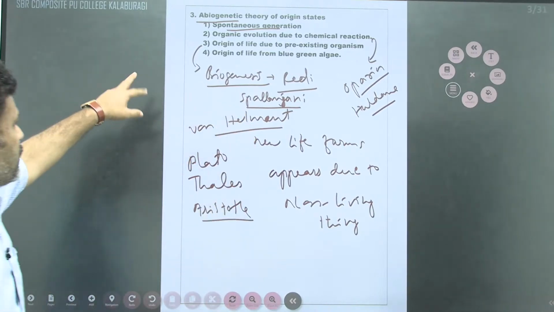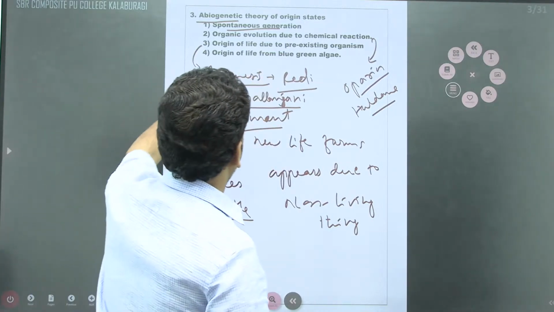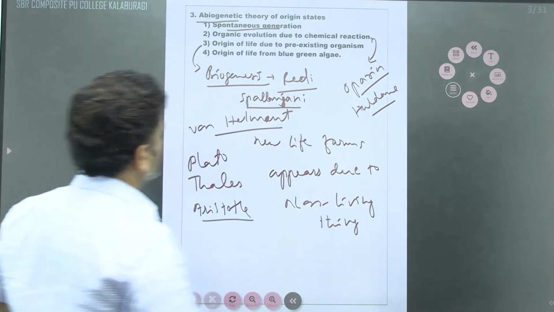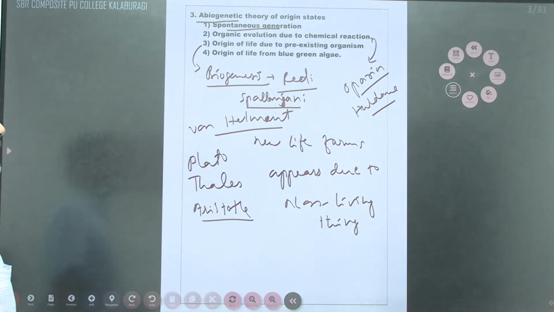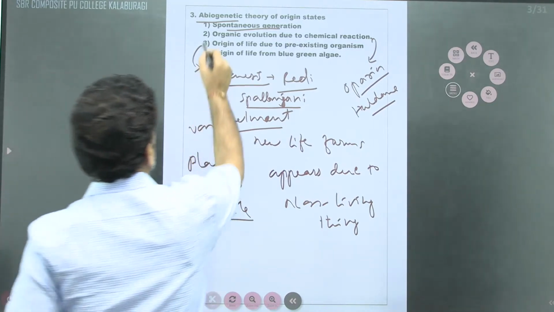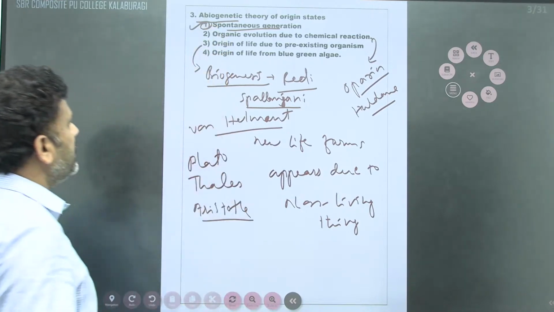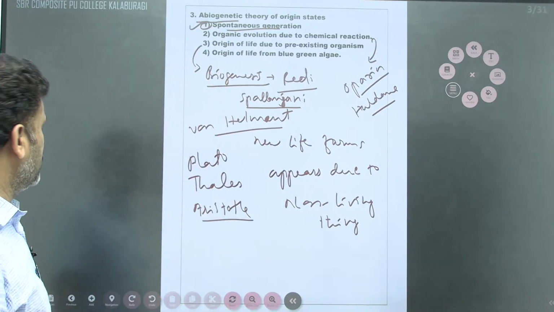So that is why the option is the next fourth one. The origin of life form from blue green algae? No, this is wrong. So here the option is spontaneous generation. The abiogenesis is also called spontaneous generation.